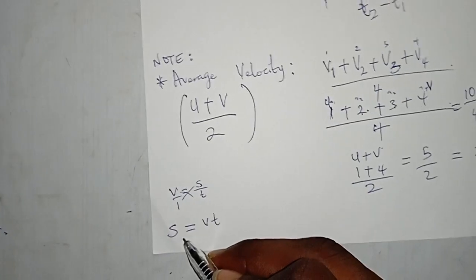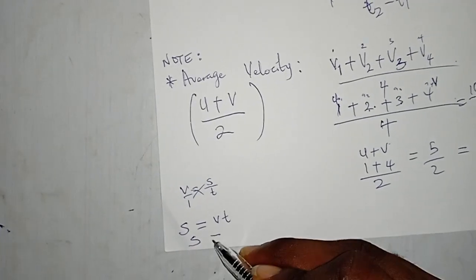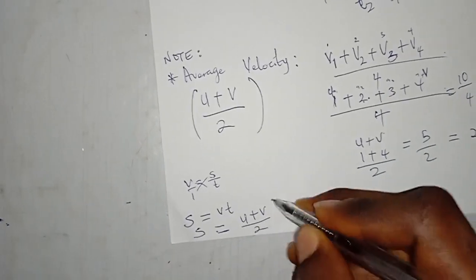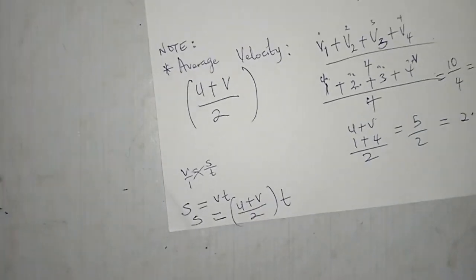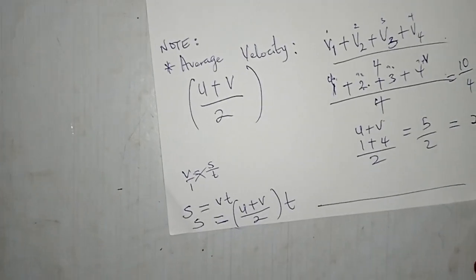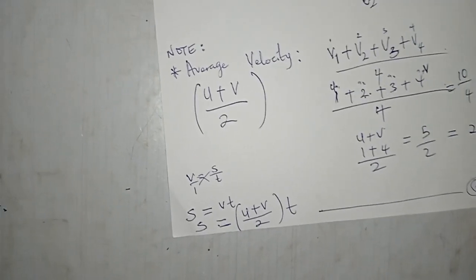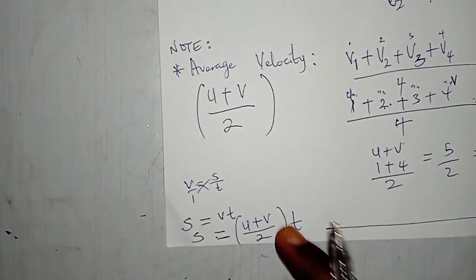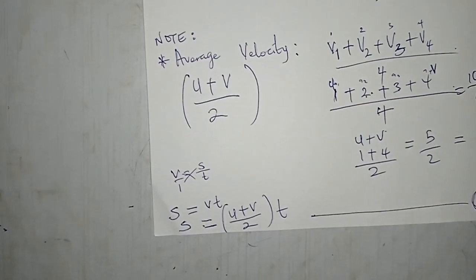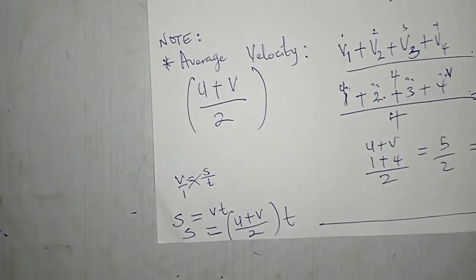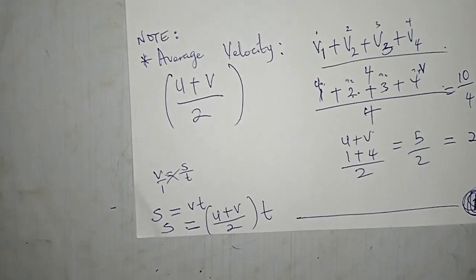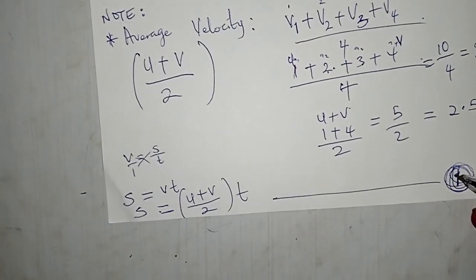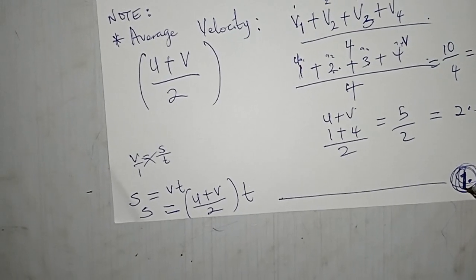So in practical purpose, this is going to be s equals to, replace v with average velocity, which is u plus v all over 2, then times t. So this becomes the first equation of motion. This is the first equation of motion in physics, and this is the equation that you use to get 2 other equations of motion. Remember, I told you that kinematics is all about equations of motion, while the other one is all about the laws of motion. So equation 1. So let's move on.